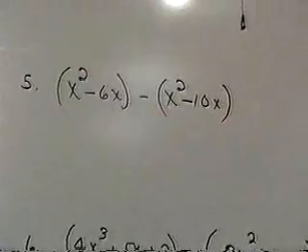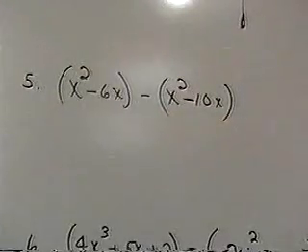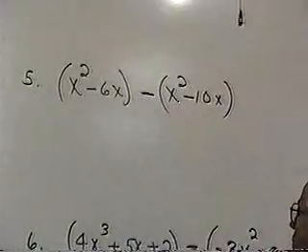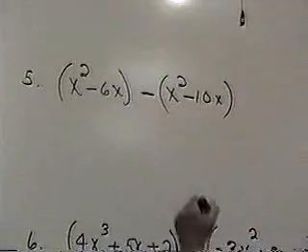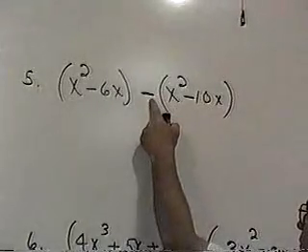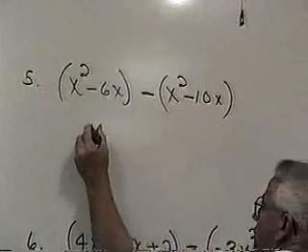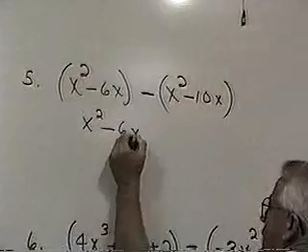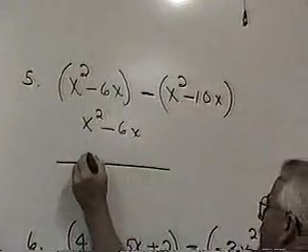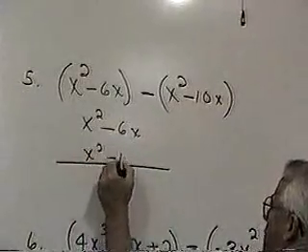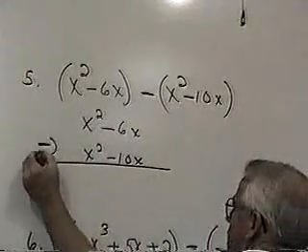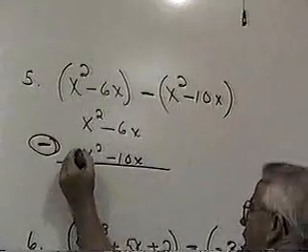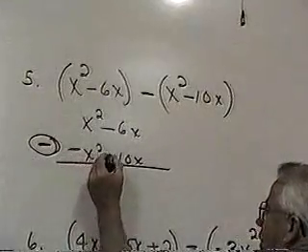Okay, let's look at the next example, problem 5. Now in problems 5, 6, 7 and 8, the next 4 here, what we have is a minus sign out in front of the parentheses. So what we need to do then is say, okay, that means subtraction. Let's do it by this method. If we write down the x squared minus 6x, and we're going to subtract x squared minus 10x. Now remember, subtraction, you do what? You change the sign of the bottom one and add.